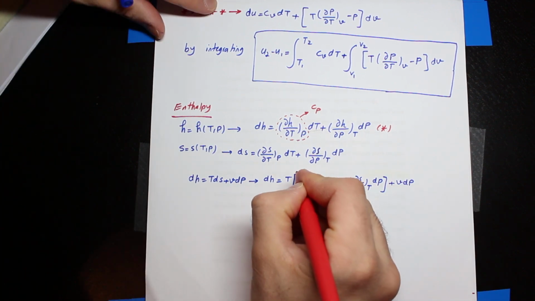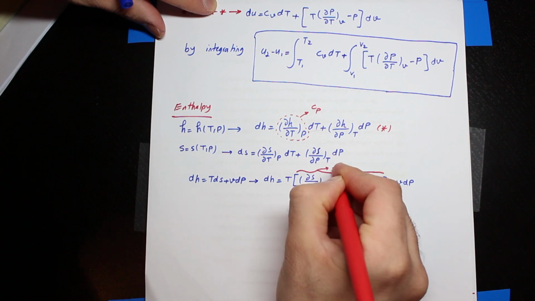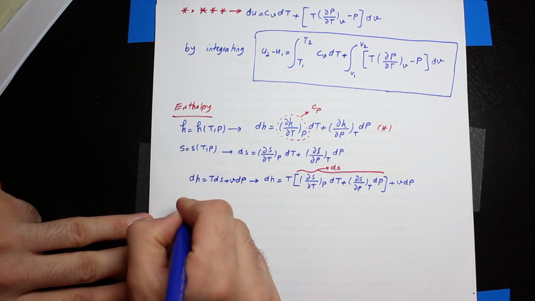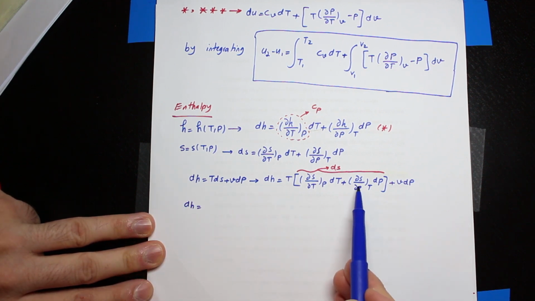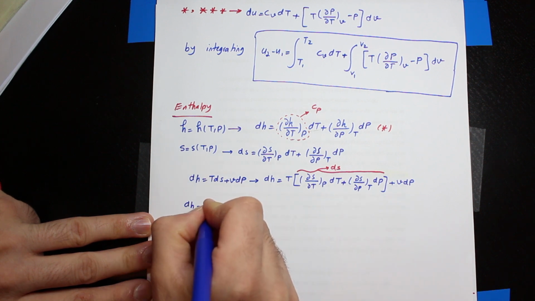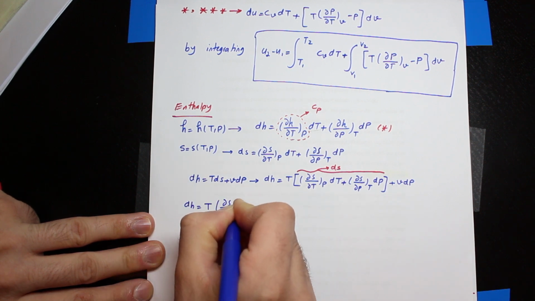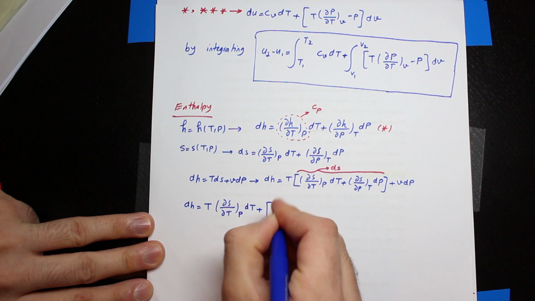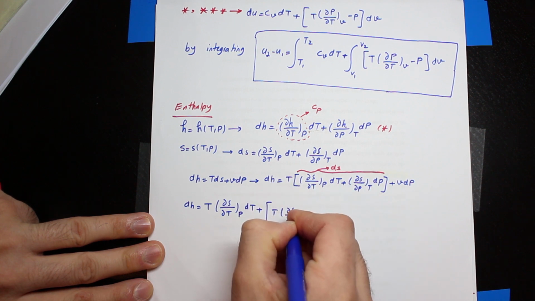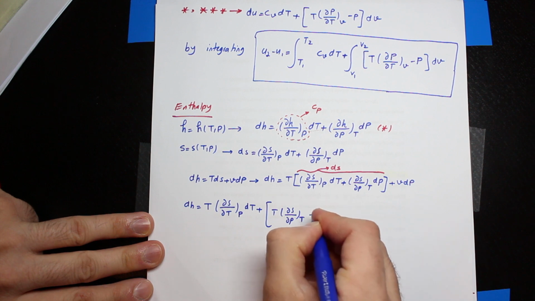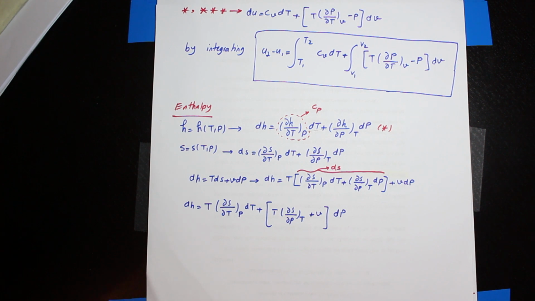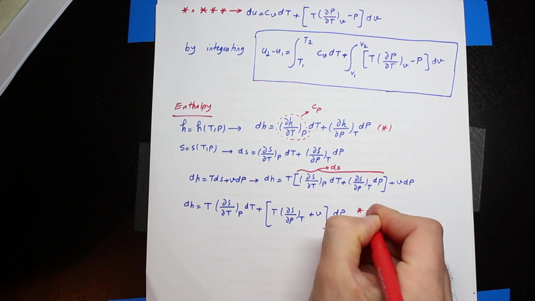So basically the whole thing here is my dS. Now I can rewrite this equation for dH by putting these two terms next to each other. That will be T partial S partial T for constant pressure dT, plus T multiplied by partial S partial P for constant temperature plus V, the whole thing multiplied by dP. Now let me call this correlation equation 2 star.